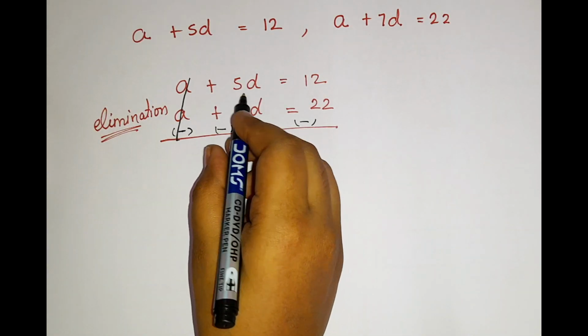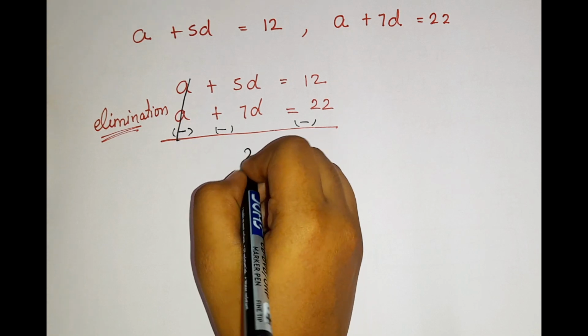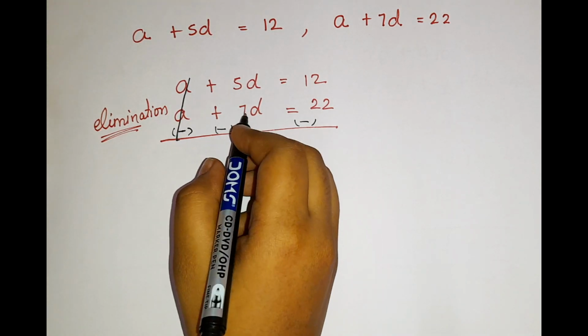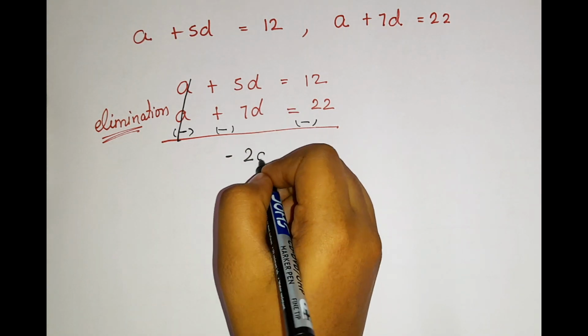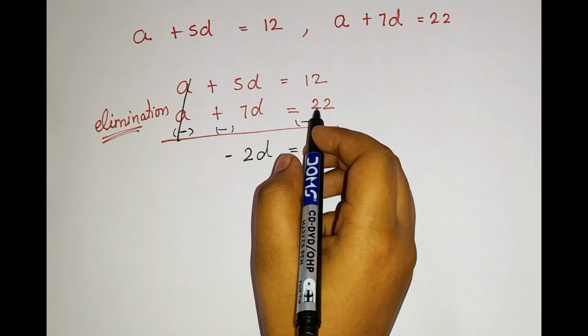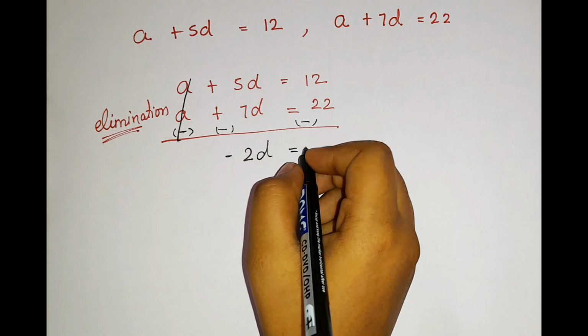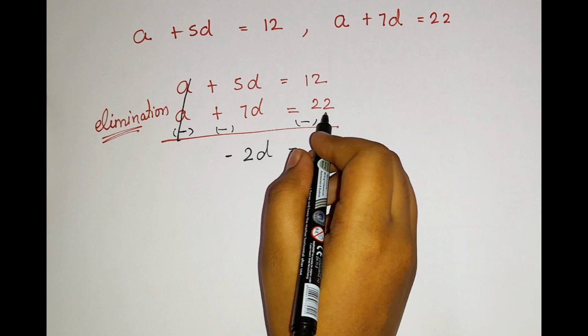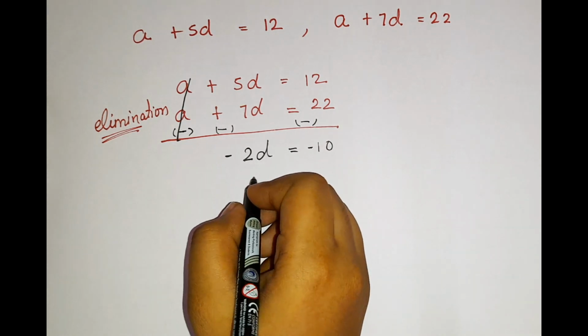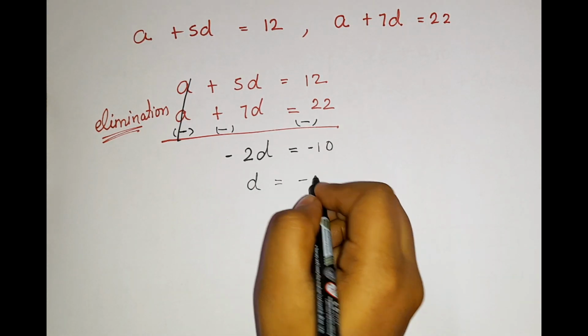So 7 minus 5, it is 2. Since the greatest number is 7, it is minus sign. Let us write the minus sign as it is, and of course d is also important. So 22 minus 12, when we subtract them, we get 10. The greatest number is 22, it has minus sign. So d is equal to minus 10.